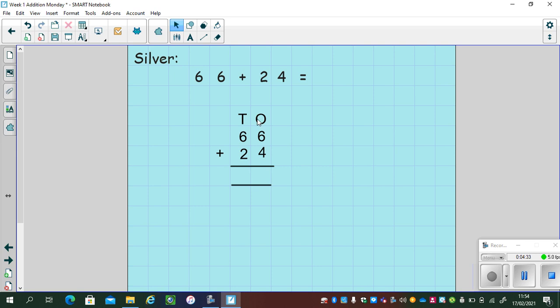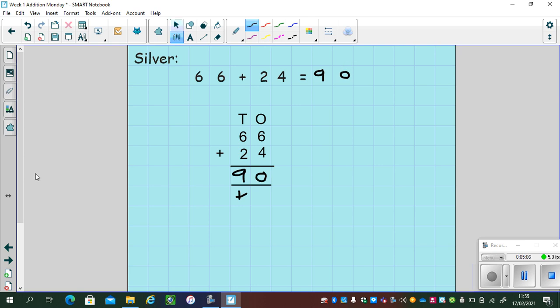We always add the ones first. So 6 add 4 is 10. Now 10 is 0 ones and 1 ten. Again, I'm exchanging those 10 ones for 1 ten and putting it in the tens column underneath. Now we can go to the tens. 6 add 2 is 8, but don't forget to add 1 more, which is 9. And you can cross off that 1 more when you've added it, if you like. And therefore, 66 add 24 is 90.